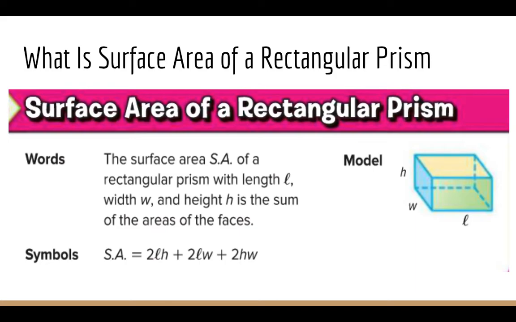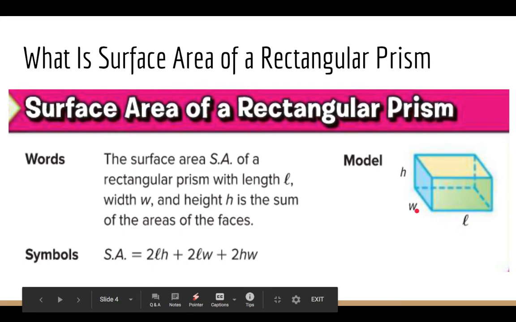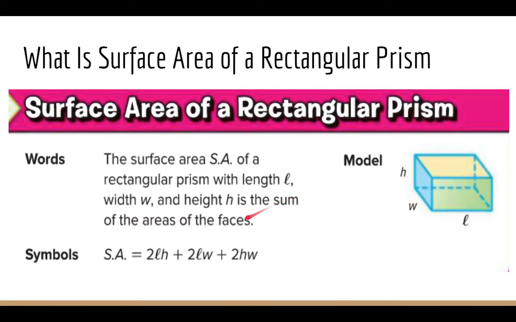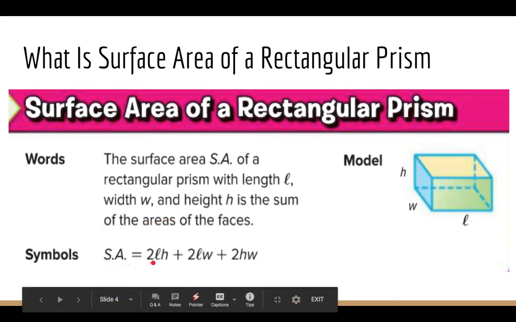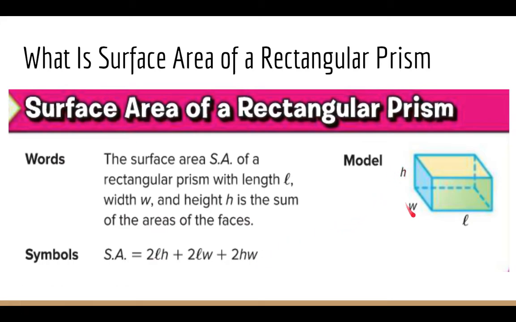Surface area is often expressed as SA, as an abbreviation, and it involves 3 measurements: the length, the width, and the height. Your formula for it is right here at the bottom of your screen. Surface area is 2 times the length times the height plus 2 times the length times the width plus 2 times the height times the width. That sounds complicated, but you're basically multiplying this height by both of these numbers, this width by both of these numbers, and this length by both of these numbers. Each time you do it, you're doubling it.